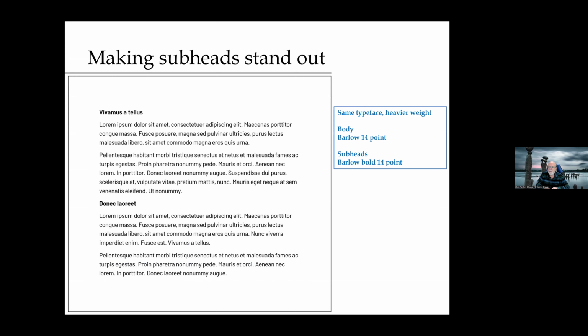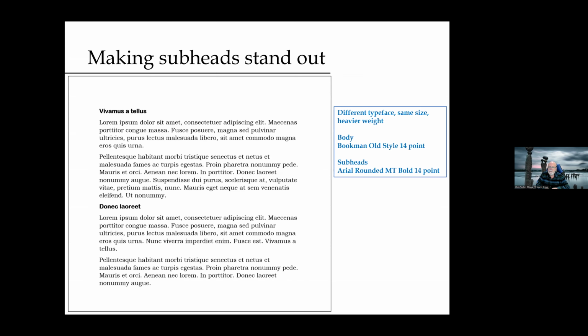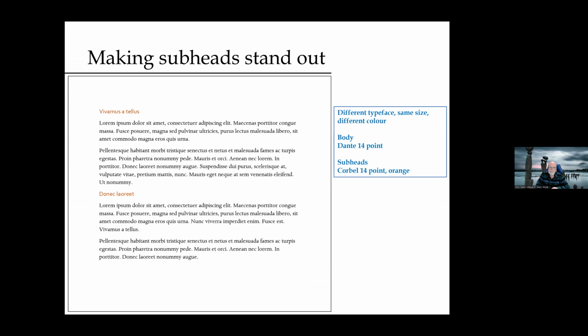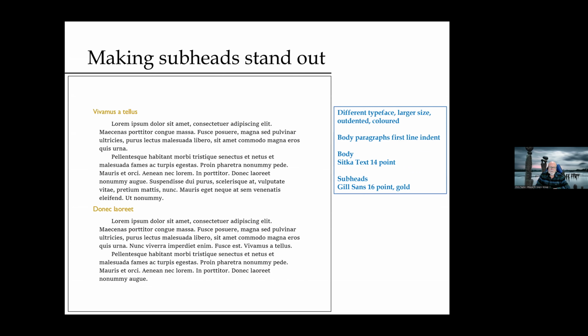In this case here, we have the same typeface, we just used a heavier weight. Here we used a different typeface. So for the subheadings we used a sans serif, and for the body text we used a serif font. They're both the same size, 14 point, but the headings stand out because of that. Here we used a different typeface, same size, and a different color. And the different color certainly makes your subhead stand out. Here we used something really dramatic, where we have a different typeface, larger size, outdented, and colored for the subheads. And that really makes them stand out.